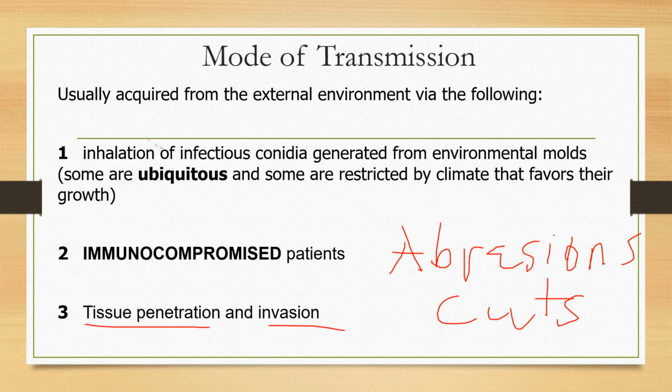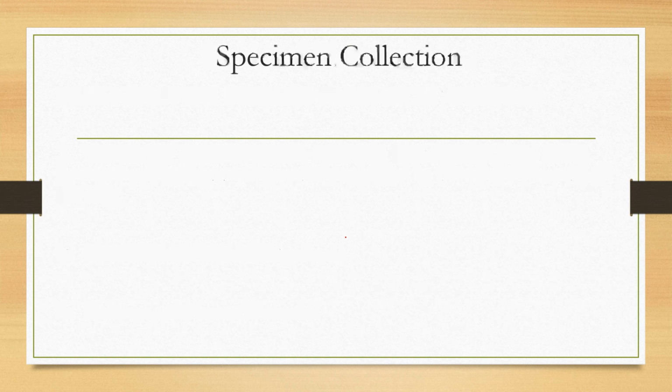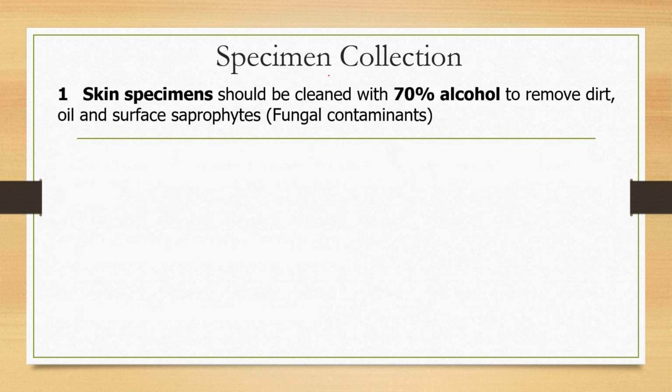So that's how fungi would get into us: inhalation, from immunocompromised patients, they can survive in immunocompromised patients, and there would be tissue penetration and invasion via abrasions and cuts.